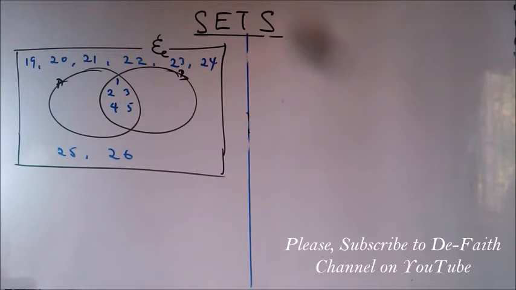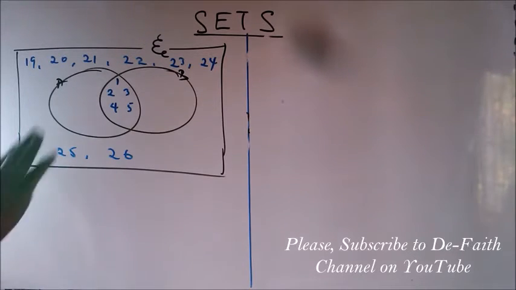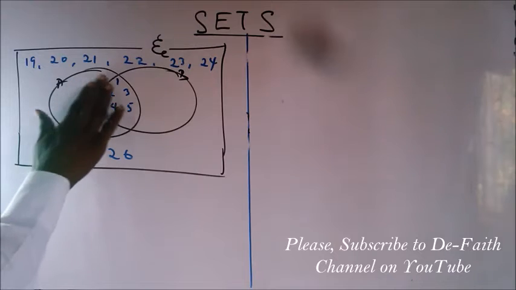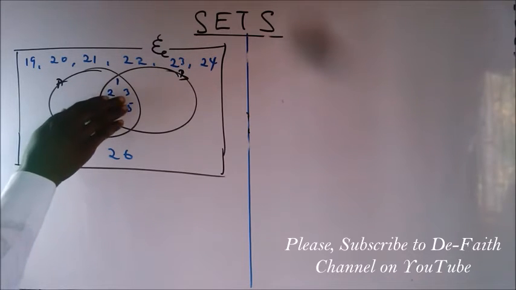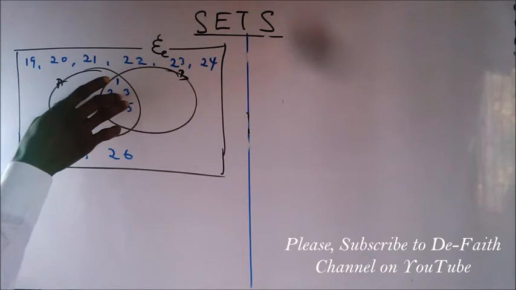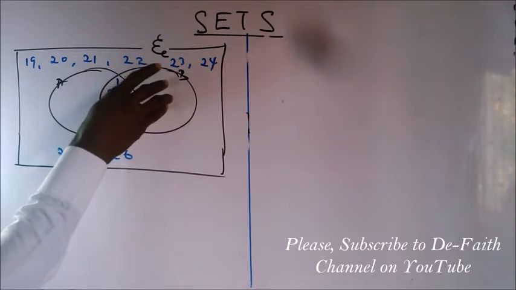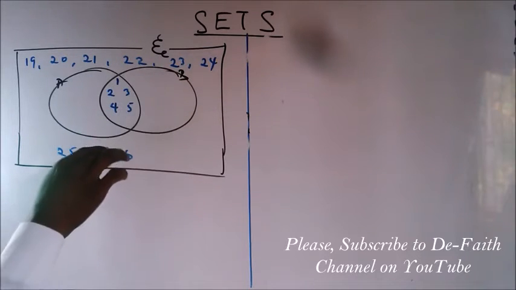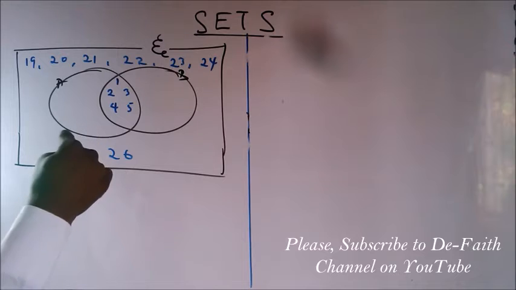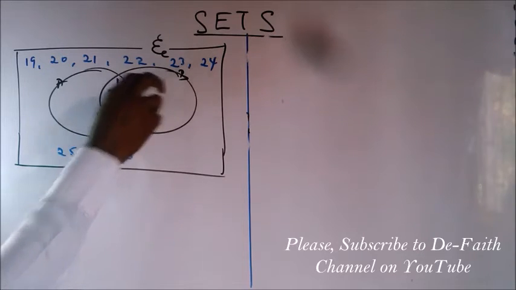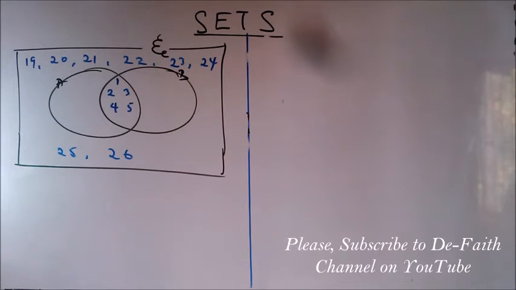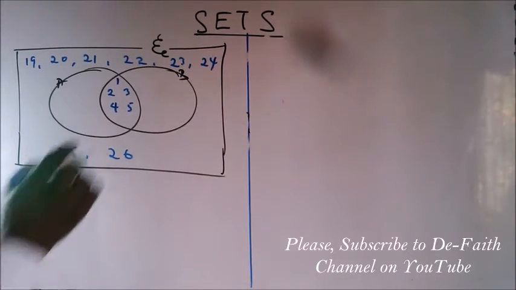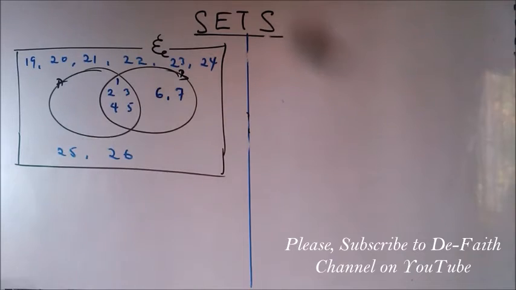And next we were told that the number of elements in A complement intersection B equals 2. What does that mean? A complement means what is not in A at all, right? And what is not in A will be what is in B, over here. Then intersection B means that it is only in B. Now with that information, we need just 2 numbers there. Alright, so let's have 6 and 7 there.